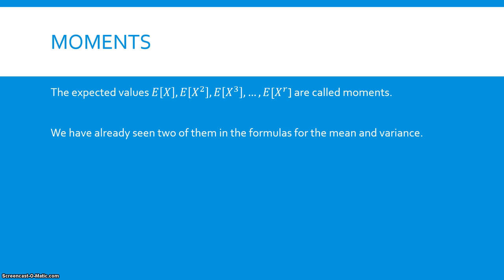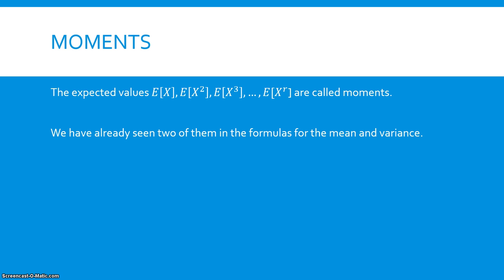The expected value of x to the first power, E of x, is the first moment. The expected value of x raised to the second power, the expected value of x squared, is called the second moment. And in general, if we take the expected value of x raised to the rth power, that is called the rth moment of the random variable x.